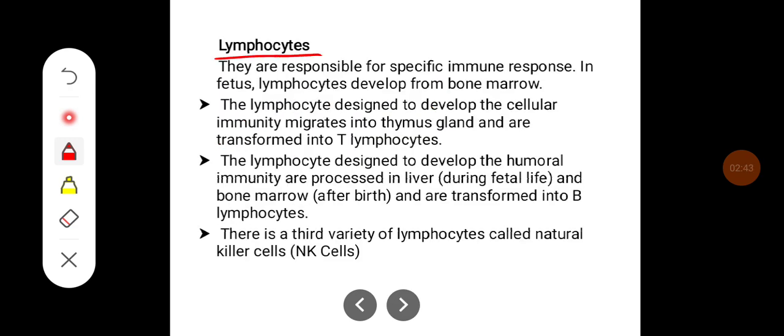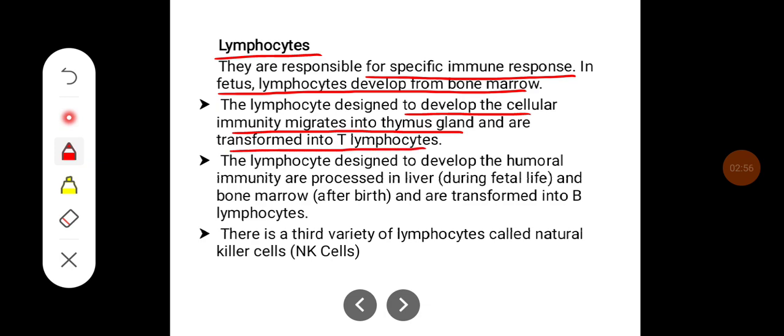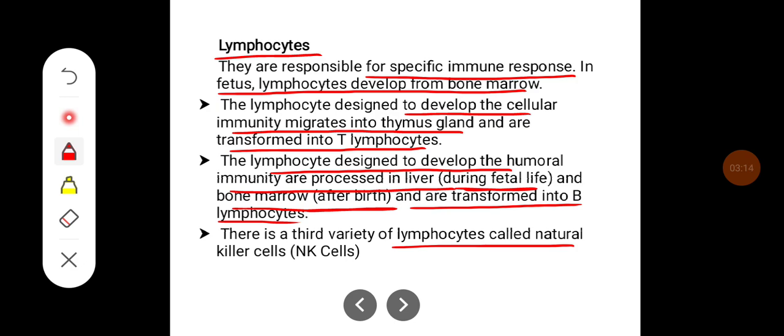Lymphocytes are responsible for the specific immune response. In the fetus, lymphocytes develop from bone marrow. The lymphocytes designed to develop the cellular immunity migrate to the thymus gland and are transformed into T lymphocytes. The lymphocytes designed to develop the humoral immunity are processed in the liver during fetal life and bone marrow after birth and are transformed into B lymphocytes. There is a third variety of lymphocyte called natural killer cells.